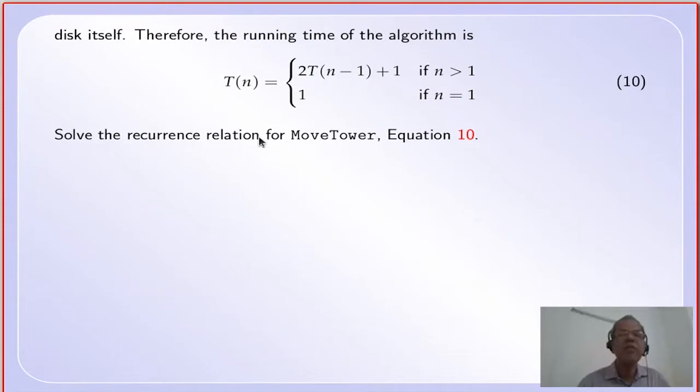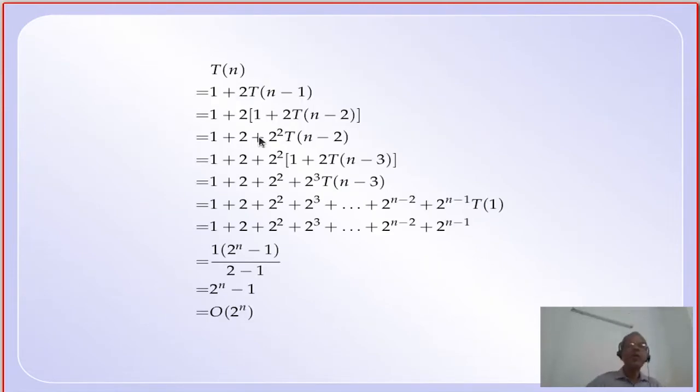The simplest method for solving a recurrence relation is unrolling. Unroll t of n once. You will get 1 plus 2 times t of n minus 1. Then unroll t of n minus 1. That would be 1 plus 2 times t of n minus 2. Simplify. 2 times 1 is 2. 2 times 2 is 2 squared. Therefore, this is 1 plus 2 plus 2 squared times t of n minus 2.